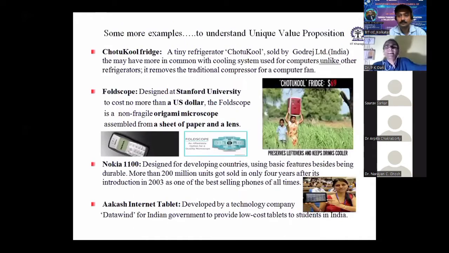There are many other examples, such as Chotukool, a fridge which doesn't require any electricity but runs on a battery and a fan. Foldscope, the $1 microscope that perhaps you have heard of, the Akash tablet, and the Nokia 1100. When Nokia came to the market, many people of earlier times would tell you that was a great phone in those days. It was very robust, rugged, and cheap. So these are certain examples of products.